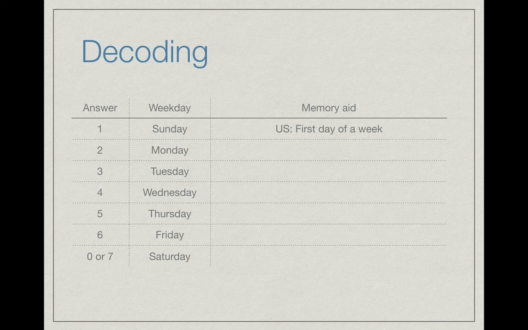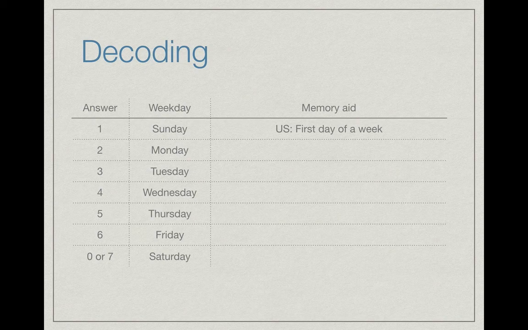Now one more thing. Once you have the answer, which I'll show you in a minute, how do you decode that to a weekday? If the answer is 1, it's Sunday, and so on. The way I remember that is the US has the first day of the week as Sunday, which is quite weird because for the rest of the world, the first day is actually Monday. So if you're American, easy for you. Just say the first day of the week is Sunday. That's why 1 is Sunday.